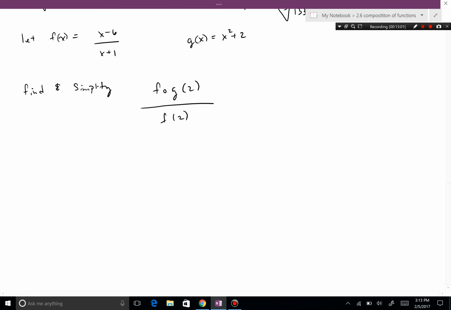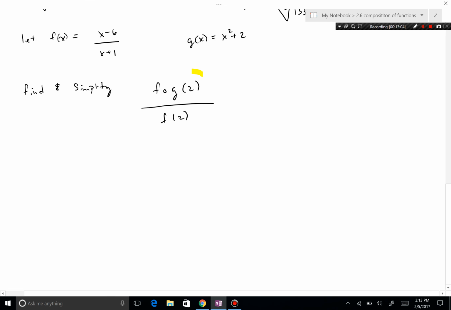And if you notice, this is the exact same thing that we did when we evaluated functions in chapter 1 and in the beginning of chapter 2. We figured out that piece and then this piece, and then we'll divide the two. So let's figure out piece 1 and then piece 2. Piece 1, that's f composed with g of 2.